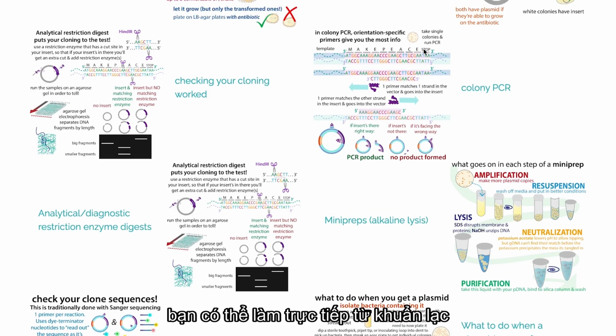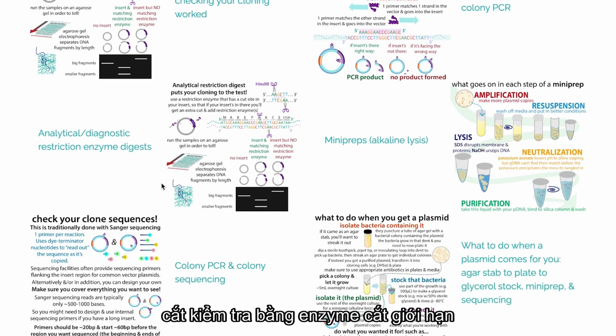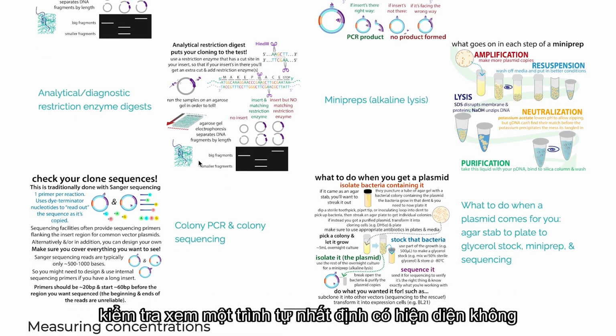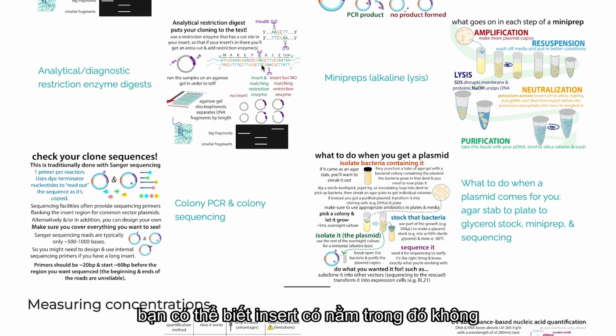And you can actually do this directly from the colony. So take a little bit of the colony, swirl it around in some PCR mix, and run PCR without having to actually go through a mini prep, which is where you purify out the plasmid. If you purify out the plasmid, you can use analytical or restriction enzyme digests. Basically here you're looking to see whether a certain sequence is present by using restriction enzymes that will cut the sequence if it's present, or it'll cut somewhere else in the plasmid. But based on the size and number of pieces, you can tell whether the insert was in there.